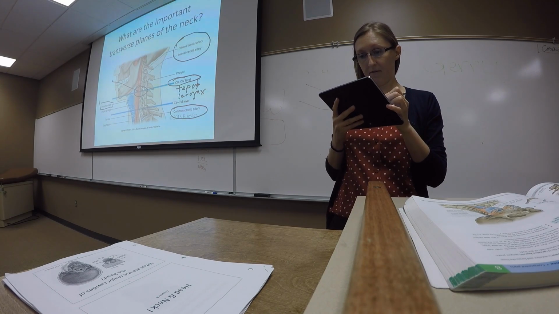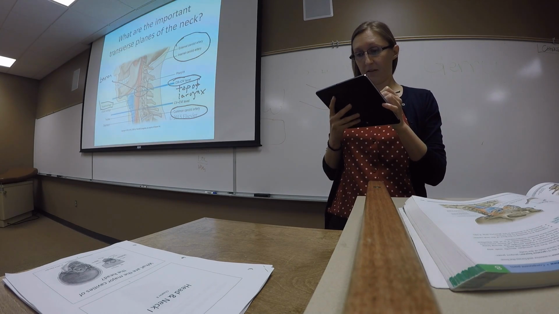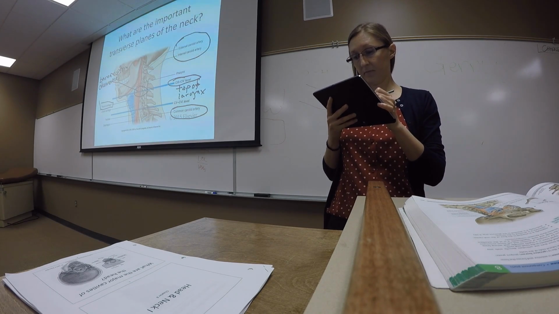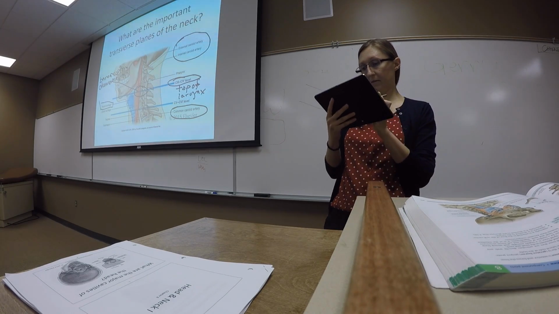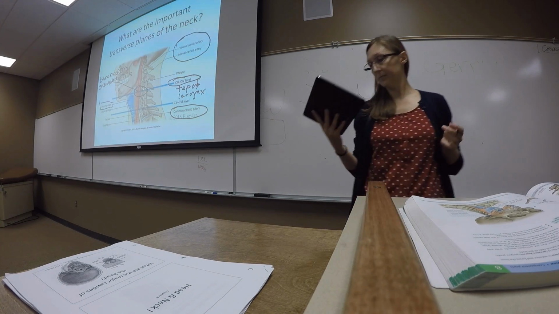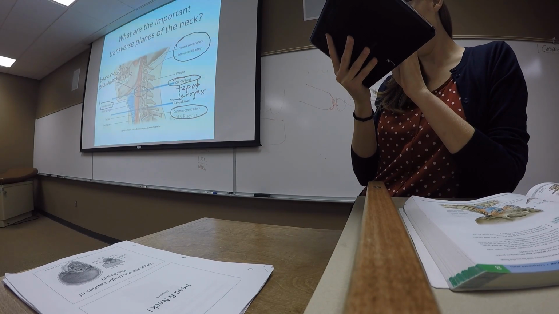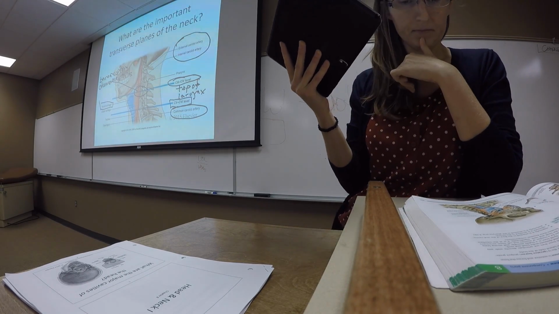So we have baroreceptors and chemoreceptors. Very important. Okay. Our other level is the C5, C6 level.